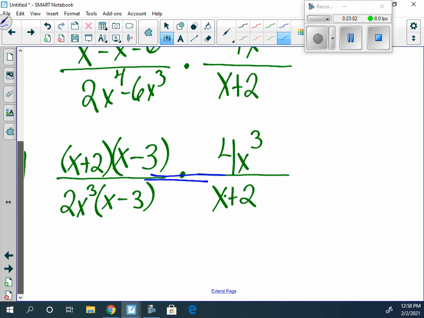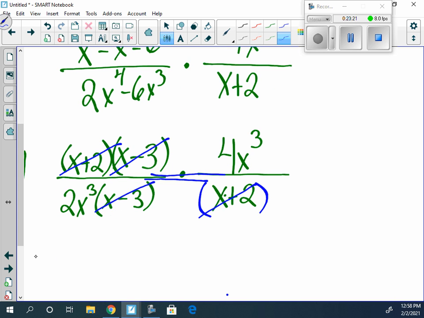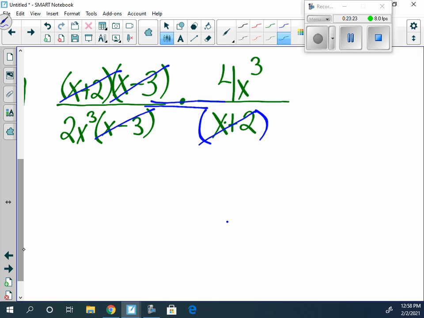Now that we have everything factored, we can go on and multiply these together. Here the x minus 3 and x minus 3 will cancel. The x plus 2 and x plus 2 will cancel out, simplify out. We also have x to the third and x to the third. Those will simplify out. Well, what am I left with? Which is?